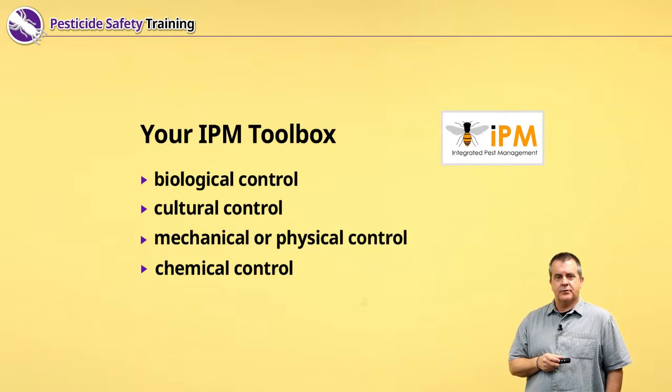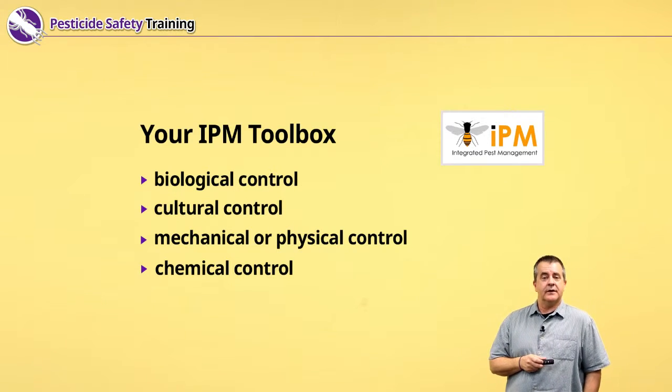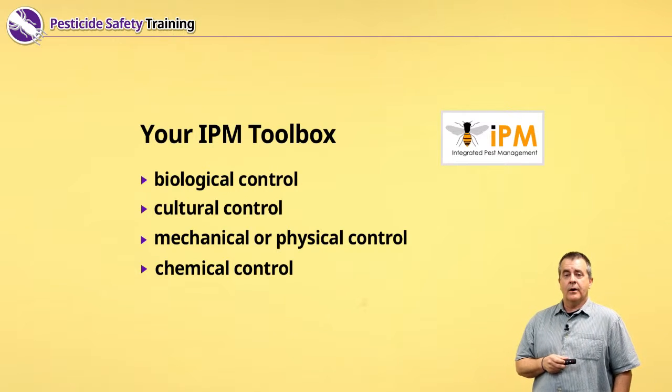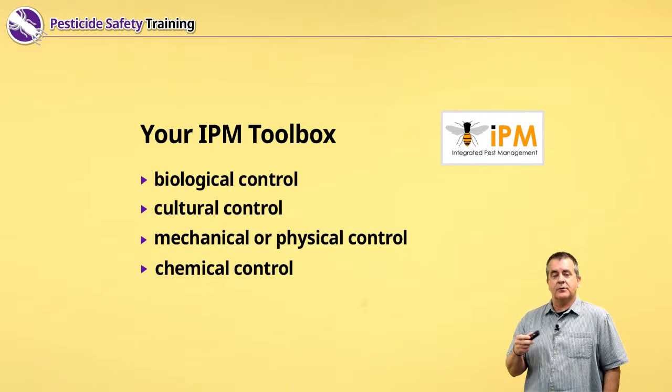Mechanical or physical control. These can be as simple as hand pulling weeds. It could also be using implements or tractors or weed whips or some kind of mechanized or handheld equipment to control pests. I mean, just something as simple as picking snails by hand and getting rid of them by hand. Chemical control, using all the different chemicals that are available.